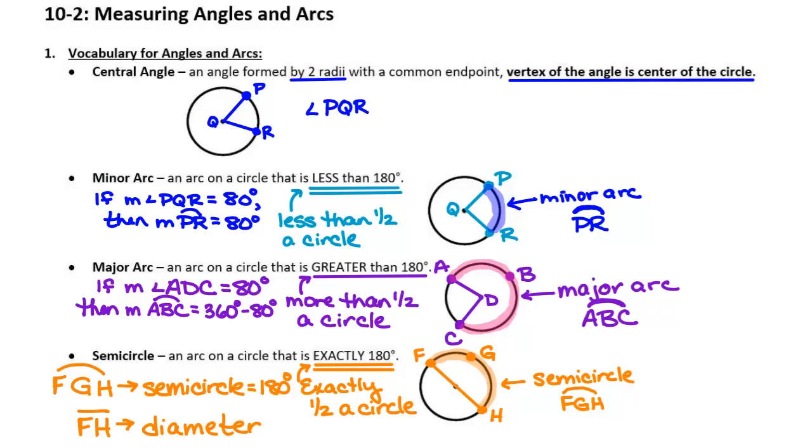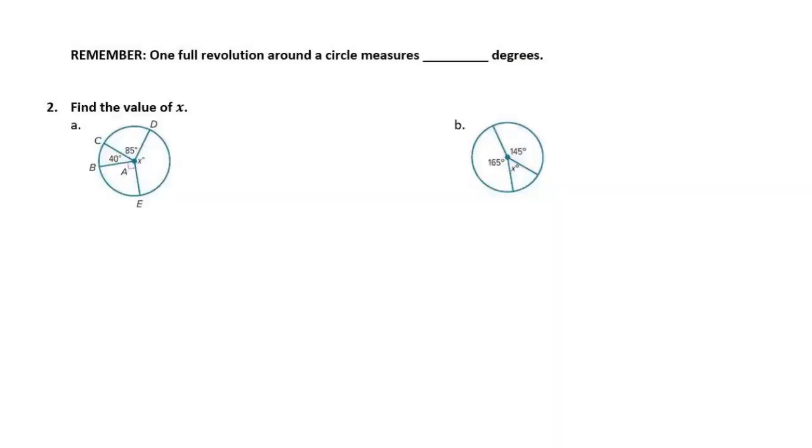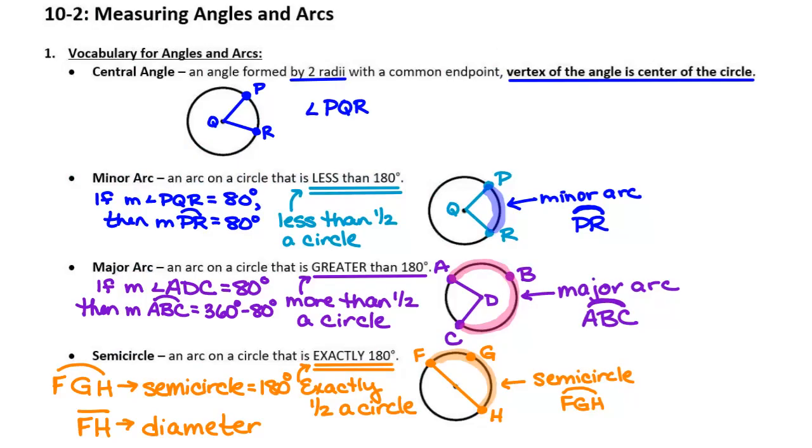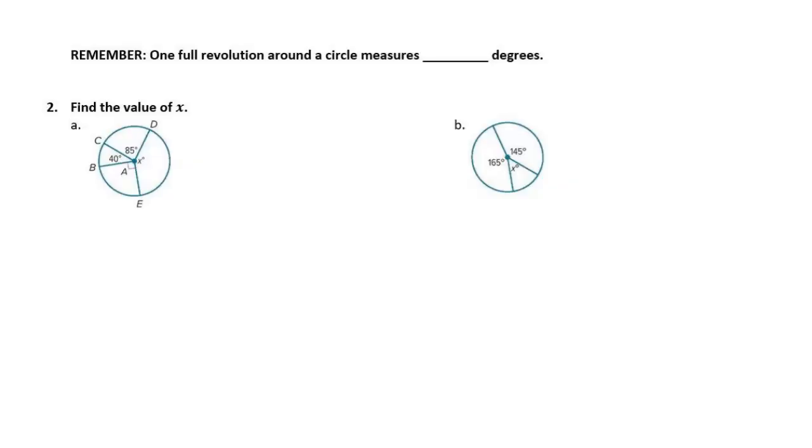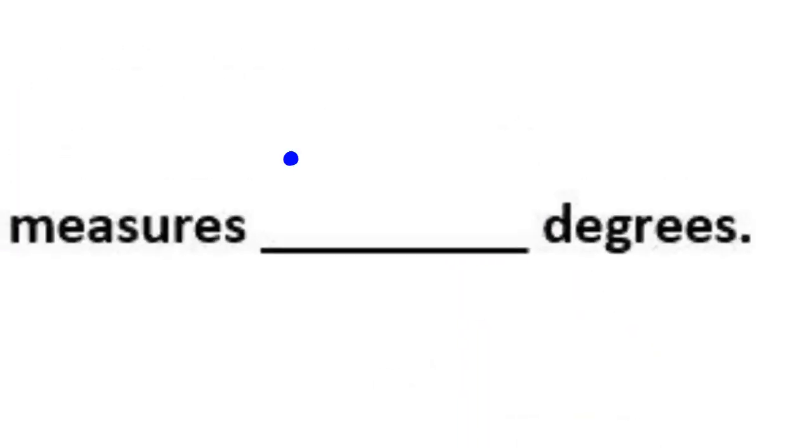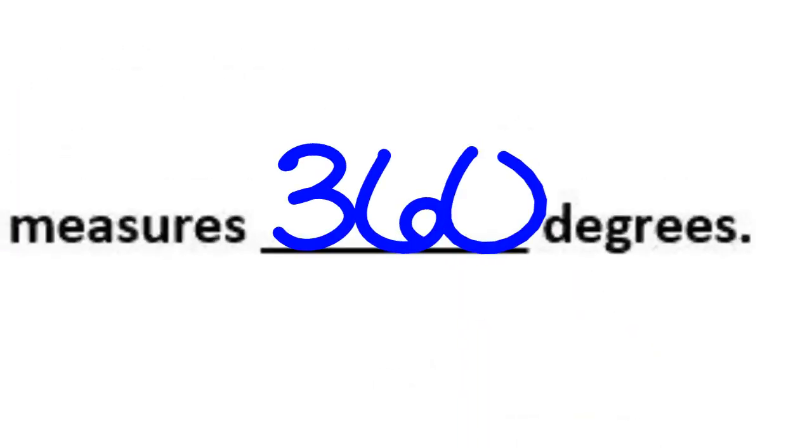All right. Let's see if we can do some practice problems with these ideas in mind, talking about angles and arcs. Remember, 1 full revolution around a circle measures 360 degrees.